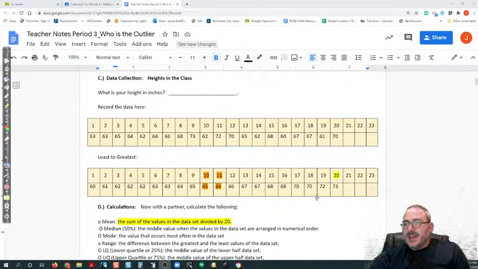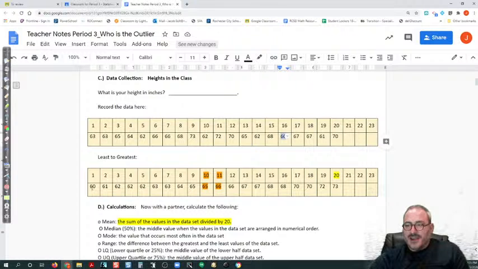So what we did is we reorganized this data from least to greatest. Our smallest number up here was 60, person 16 there, and we put that all the way over here as number 1. Then we had somebody who was 61. Person number 19 there was 61 inches tall, so we put that there. We reorganized all this data from least to greatest, the tallest person being 73 inches. That was person number 9 over here.